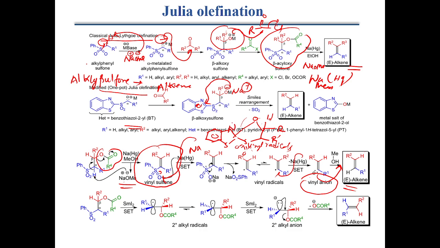So this will give this one. Now this negative charge comes back and this bond will break, and this will give this one. So what is formed?